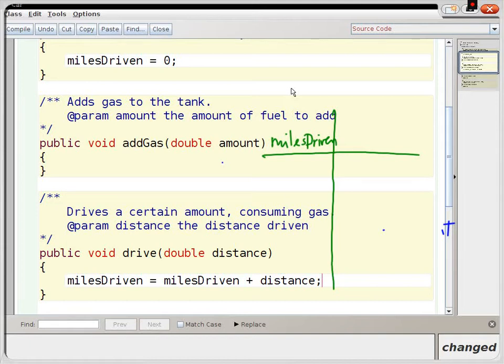And now let's say I want to call drive and drive 100 miles. At the beginning, miles driven is 0. And now after I call drive 100, what do I want miles driven to be? 100. Now I call drive 200. And now what do you want miles driven to be? Right.